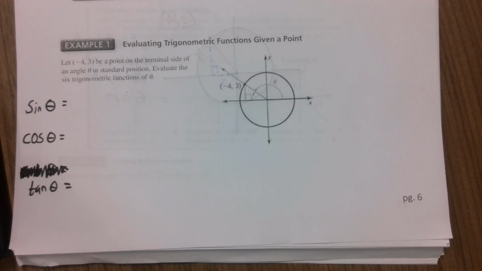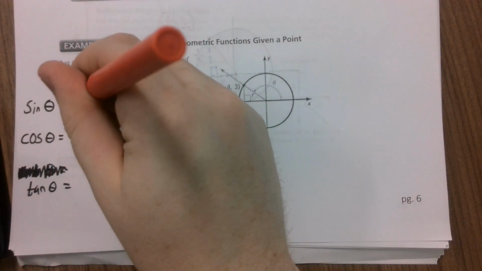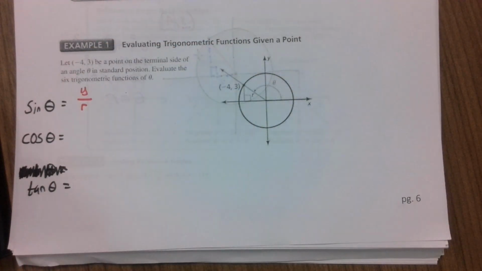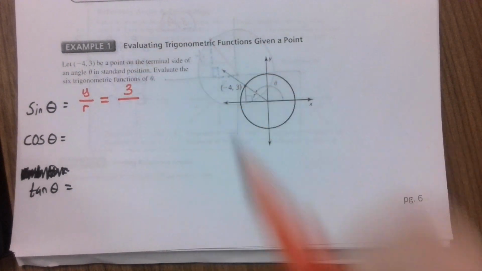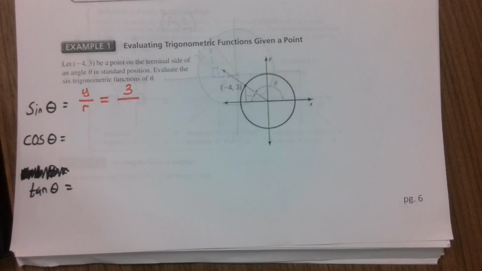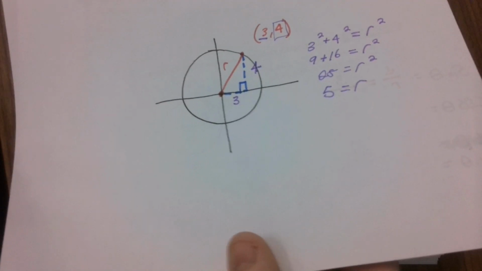Well, the first thing we need here is to recognize that sine of theta, according to our notes, is the y value of the point divided by the radius. We have a problem here. We know the y value is 3, but we do not know the radius. There's a reason why I gave you this warm-up, y'all.